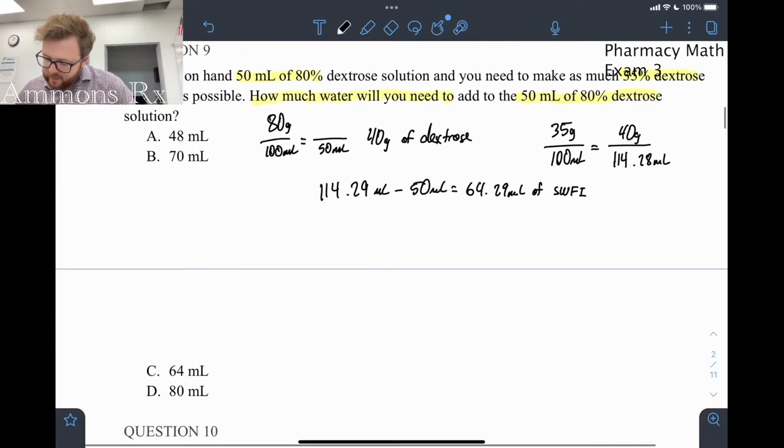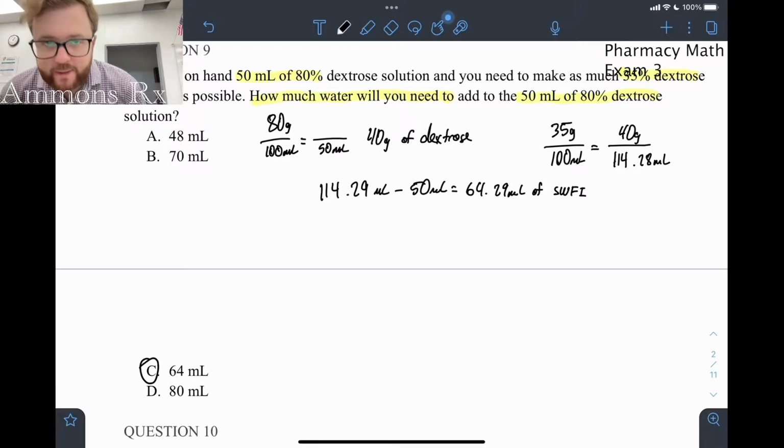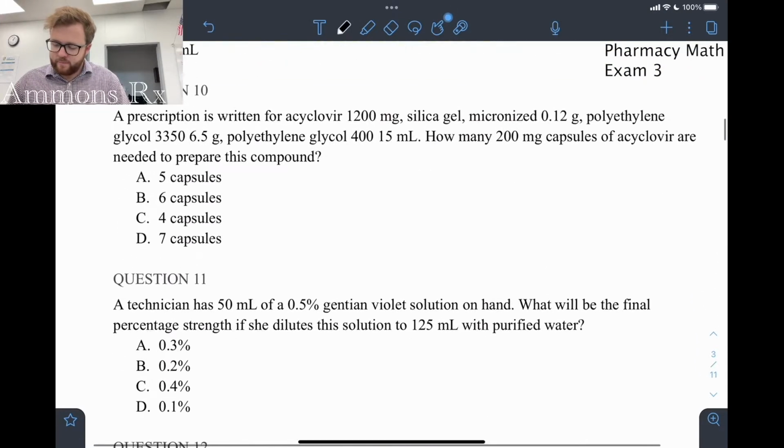Okay, is that an answer choice? Yes, it is. So the reason that I subtracted that is because it asks how much water you need. It doesn't ask how much final product can you make. It asks how much water do you need to add to that to end up with your percentage.